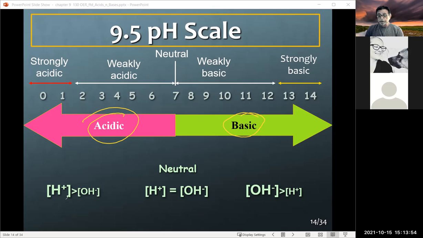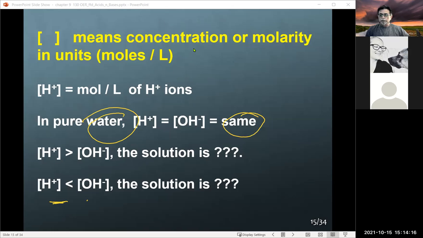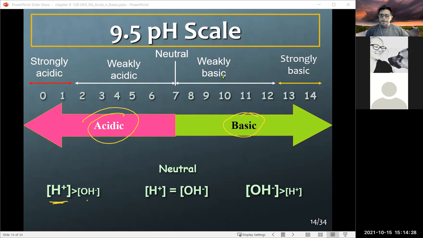I'm going to introduce you to something new here, where we have the brackets around the proton and the brackets around the hydroxide. That is simply called concentration. It's a specific concentration called molarity, and it has units, and we're going to get into these units much further down the road, but those units are moles per liter. Moles per liter. So for right now, just think concentration.